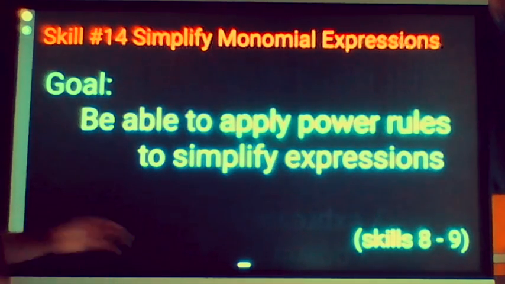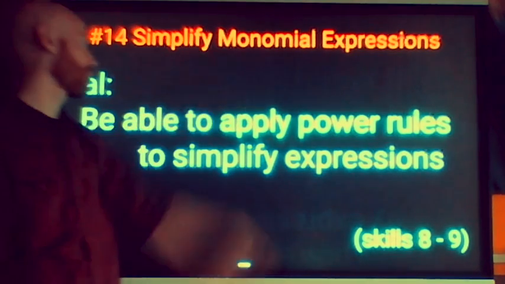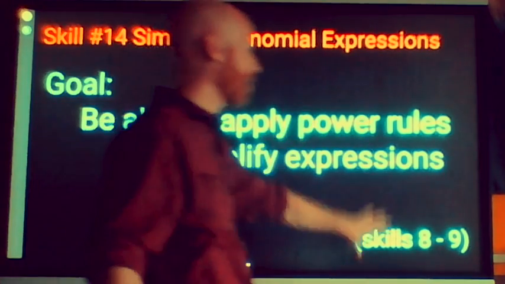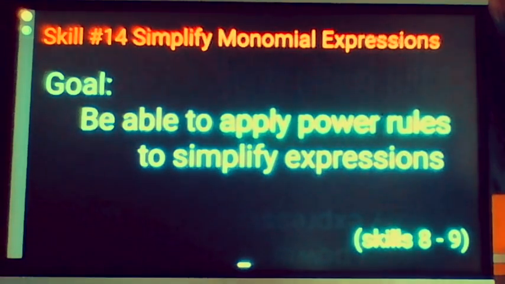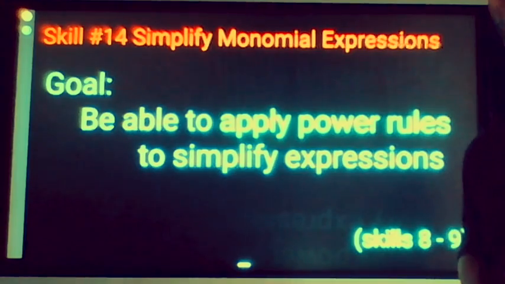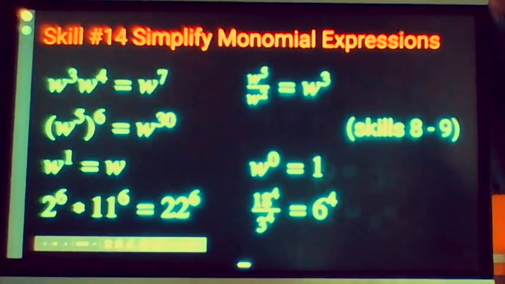All right, my people, skill number 14, simplify monomial expressions, be able to apply power rules to simplify expressions. Apply power rules means the rules that we dealt with in skills number 8 and 9. All right, truth be told, if you can't handle skills 8 and 9, skill 14 is beyond you.